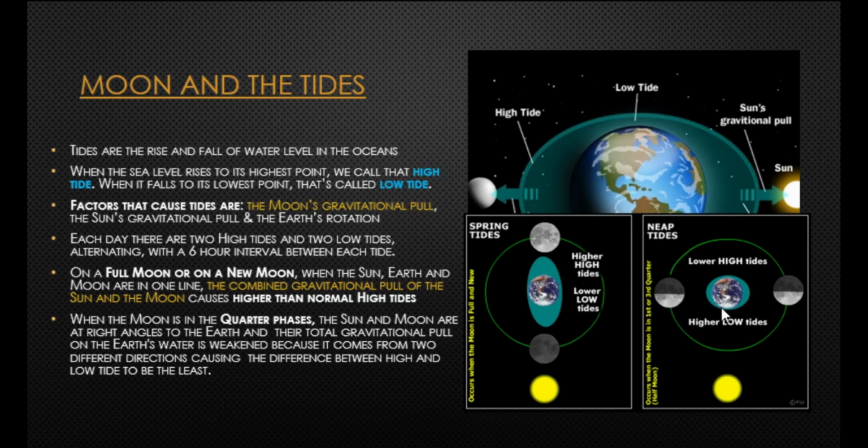When the moon is in the quarter phase, which happens twice a month, the sun and moon are at right angles to the earth, and their total gravitational pull on the earth's water is weakened because it comes from two different directions, causing the difference between high tide and low tide to be the least.